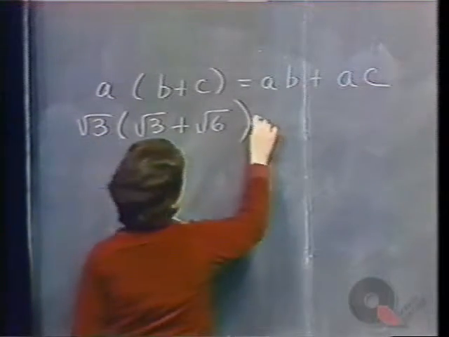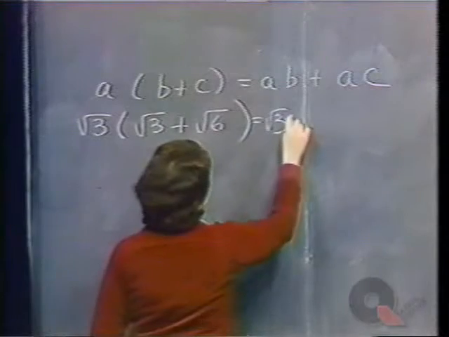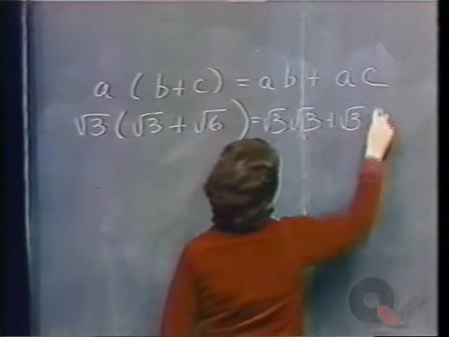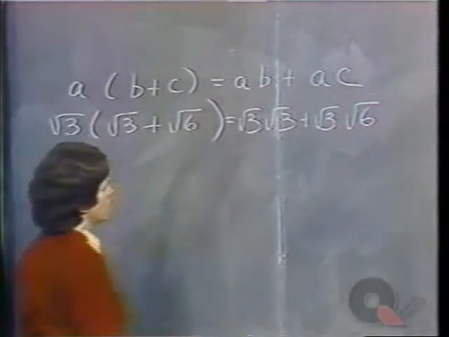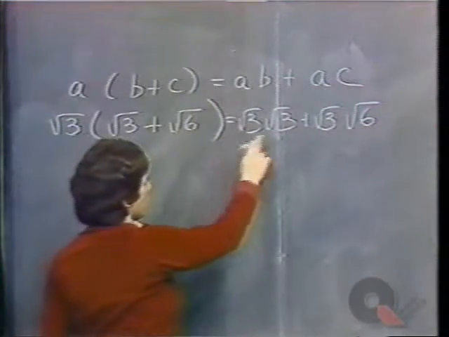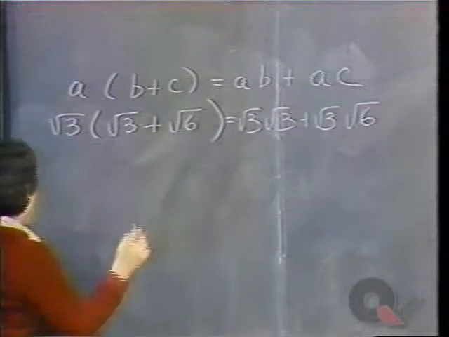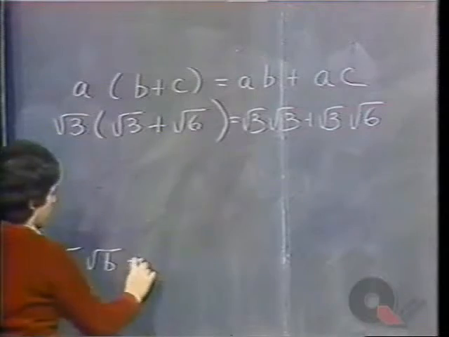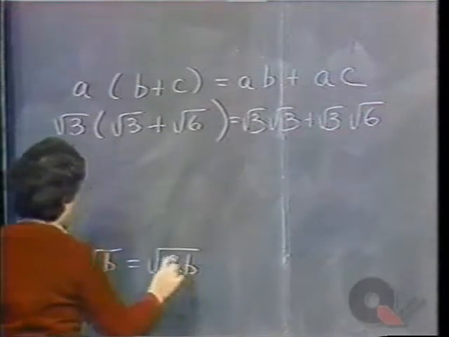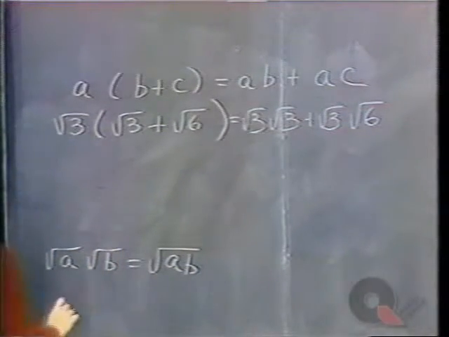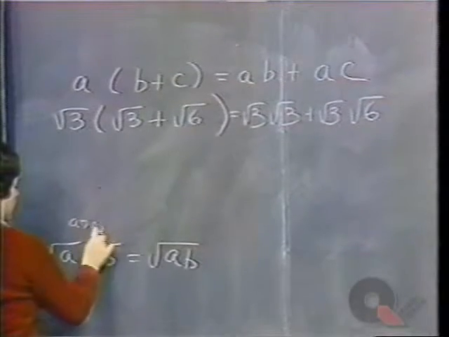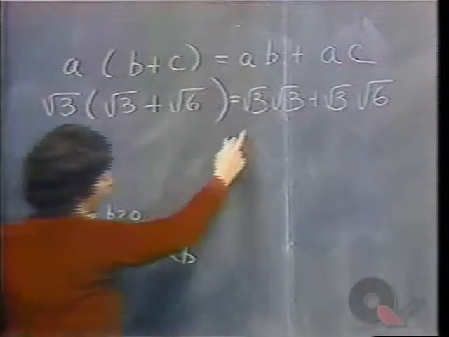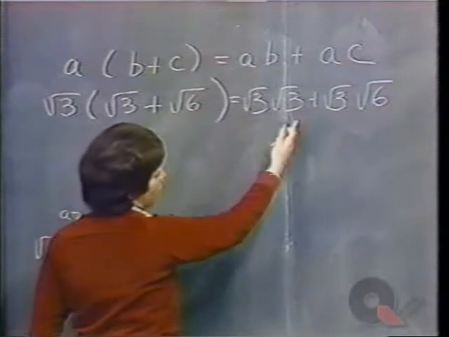And we will get the square root of 3 times the square root of 3 plus the square root of 3 times the square root of 6. Now, the square root of 3 times the square root of 3. You can make use of the fact that the square root of A times the square root of B is the square root of AB. Let's assume here that A and B are positive. Okay, and in which case we get the square root of 9. The positive square root of 9, of course, is 3.